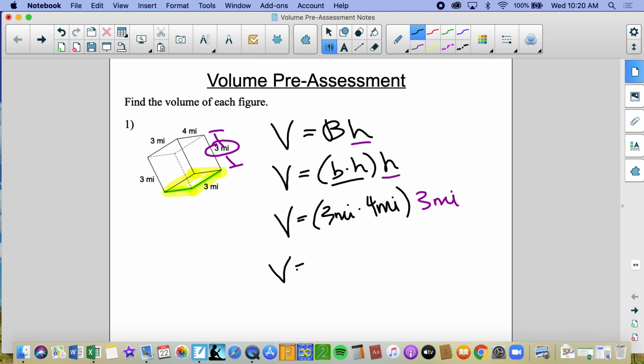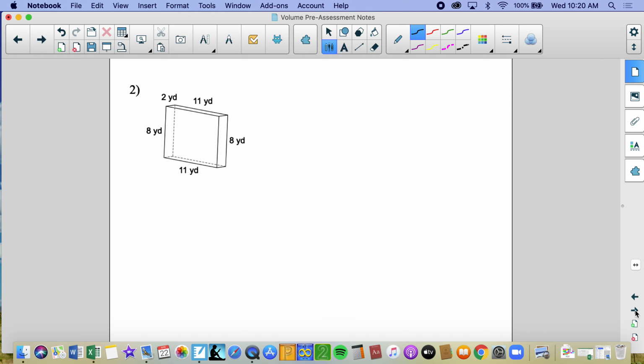So we'll multiply 3 miles times 4 miles, which gives me 12 miles squared. We're going to multiply that by 3 miles, which gives me 36 miles cubed. Pretty straightforward. Let's look at the next object. We again have a rectangular base. Let's select what we want my base to be.